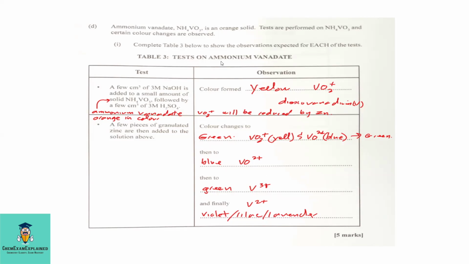So in looking at the test on ammonium vanadate, you see that it is an orange solid. Now, once it is mixed, you now form a solution of dioxovanadium(V), which is yellow in color. When a few pieces of granulated zinc are added to the solution, you are going to have reduction. Reduction means that the oxidation state on the V will move from +5 to a lower number. So when the zinc is added to the dioxovanadium(V), it is reduced to oxovanadium(IV), which is blue in color.